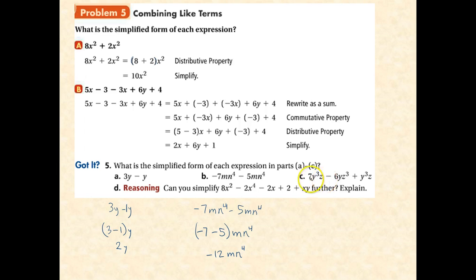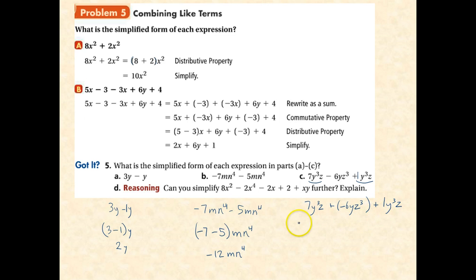C. Let's see. 7y cubed z minus 6yz cubed plus 1y cubed z. My like terms are the ones with the y cubed z. Okay, so first, in order to use the commutative property, I have to make everything addition. So plus negative 6yz cubed plus 1y cubed z. You don't have to write the 1, but it's easier to see when I do the 7 plus 1 that there really was one of these.